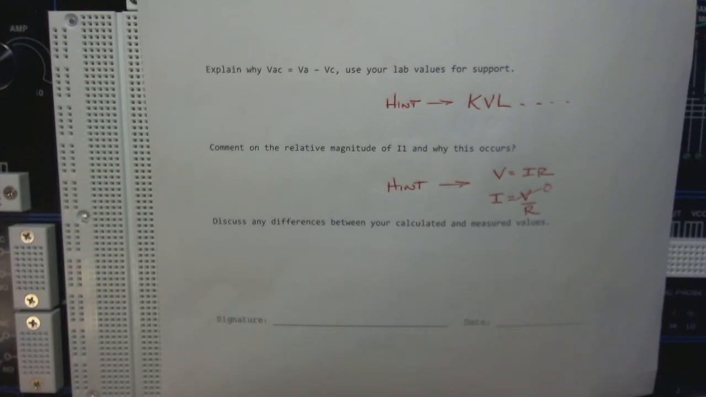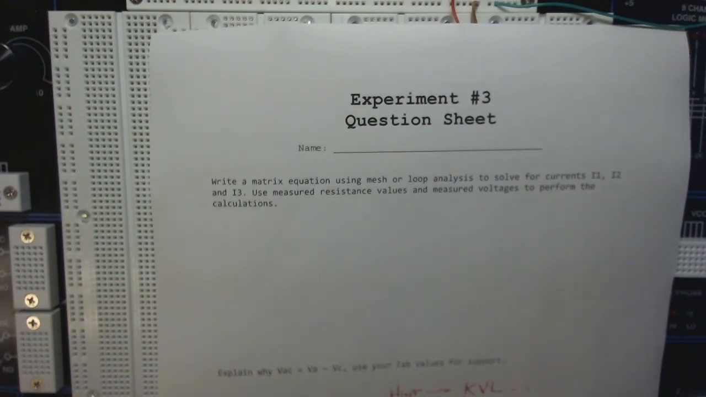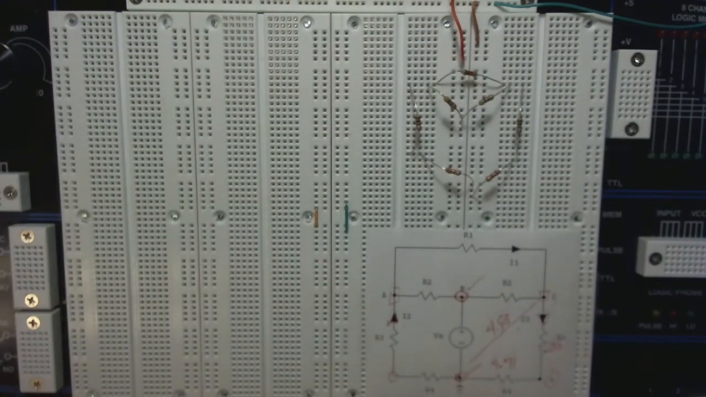And then finally, discuss any differences between your calculated and measured values. Even when you take the resistance into account up here, you may have a few differences in terms of accuracy of the meters. Hopefully we didn't have any gross errors, but there's probably some error in the meters. Let's not blame too much on resistance of the wires. I think you're actually going to be fairly close. So that'll be a good way to wrap up the lab.